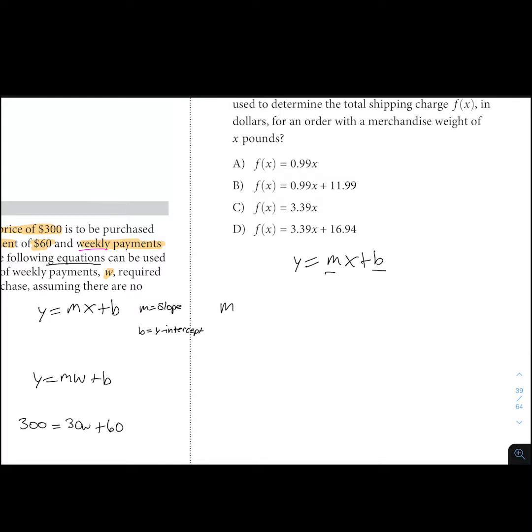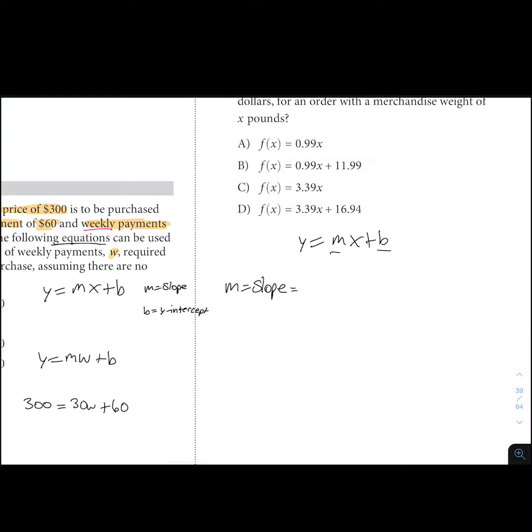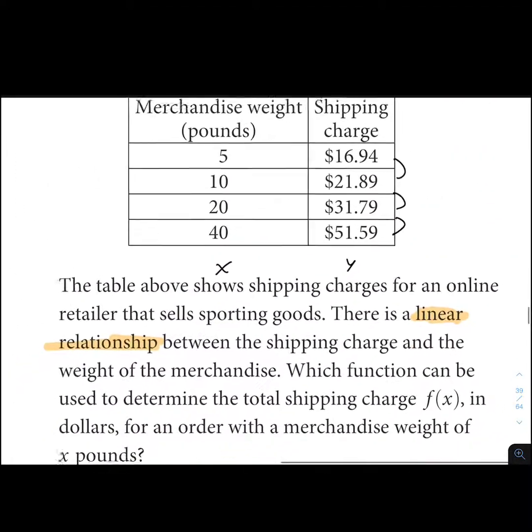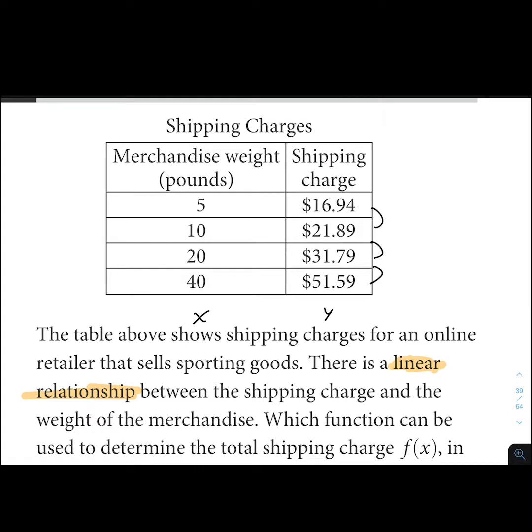So again, the m is your slope, and slope is the same thing as what? Change in y over change in x. You may remember a formula of y2 minus y1 over x2 minus x1. We can take any of these four ordered pairs or 4 points, and we can use that to find our slope. Again, it doesn't matter what ordered pair we pick, but just remember, you're doing all these calculations by hand.